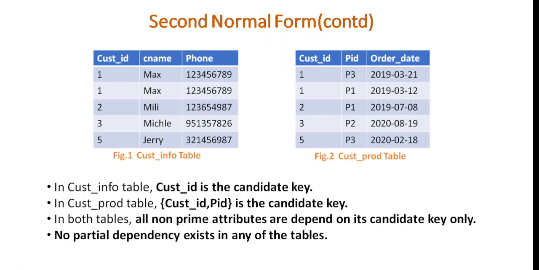And in second normal form, we have two conditions: the relation must be in first normal form, and the relation should not contain partial dependency. Partial dependency arises when we have a composite candidate key, meaning our candidate key consists of more than one attribute. In that case, if we take a subset of the candidate key, no non-prime attribute should be dependent on that subset. Then only can we say our relation is in second normal form. So this is all about today's session.